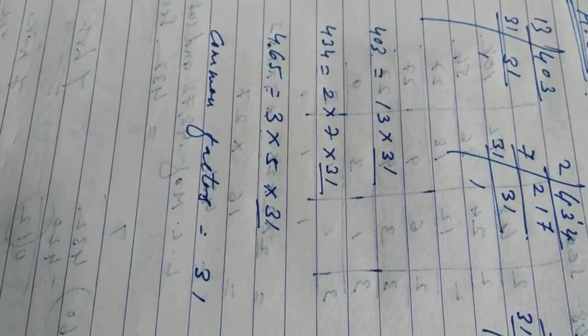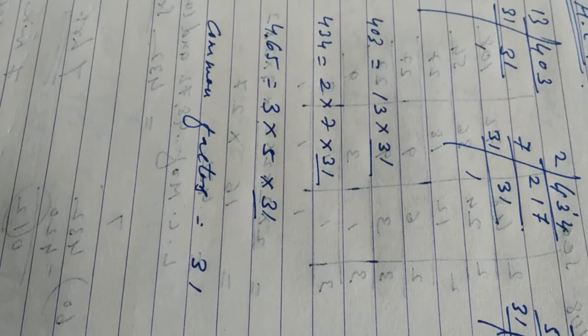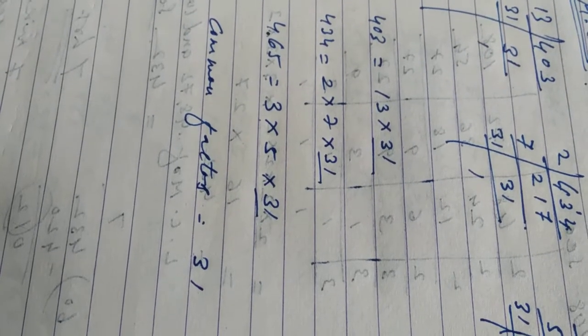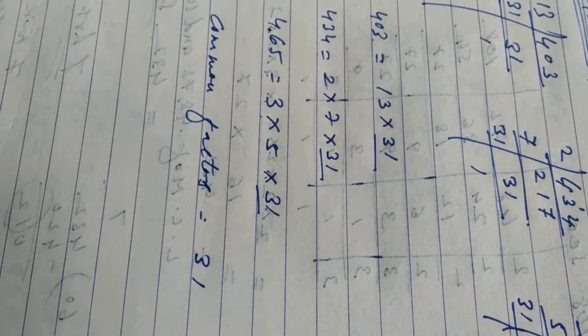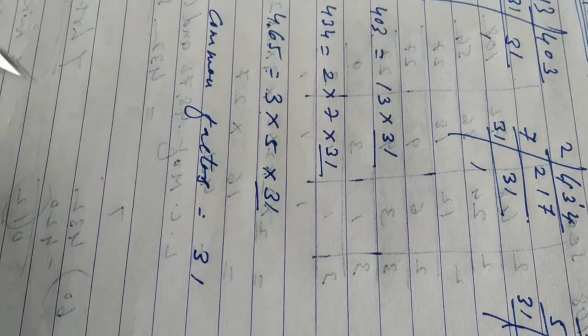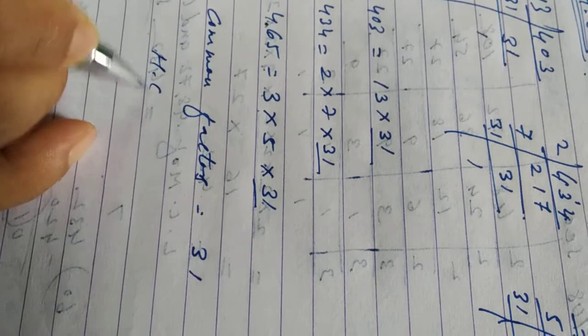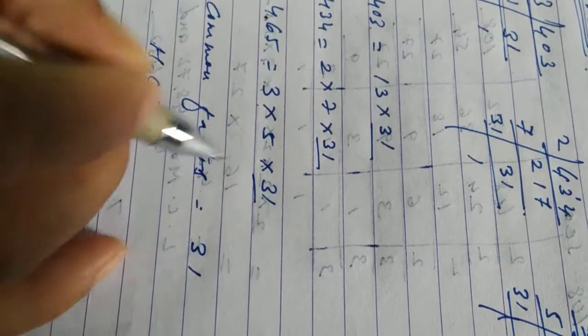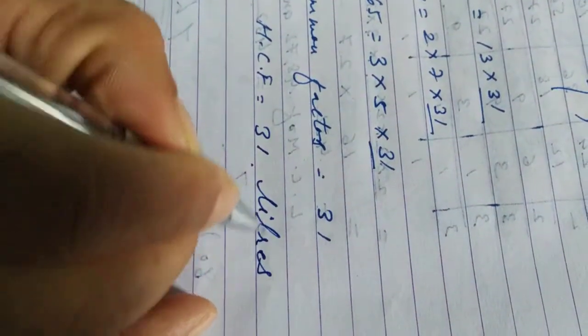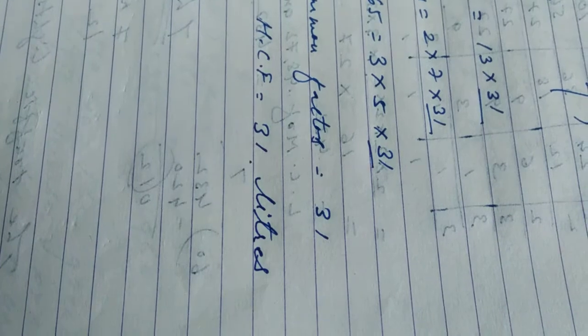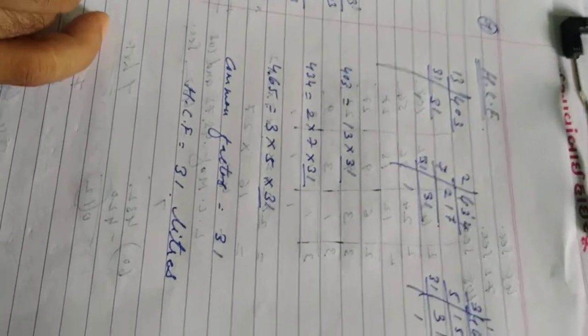Got it? So what we have to find out? The maximum capacity of a container that can measure the diesel of the three containers an exact number of times. So we can say the HCF, highest common factor of the given three numbers, is 31, right? So what is the capacity of it? 31. Maximum capacity of it is 31 liters. Understood? Now let's go with example number 8.